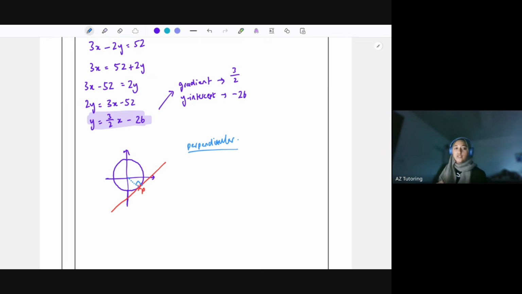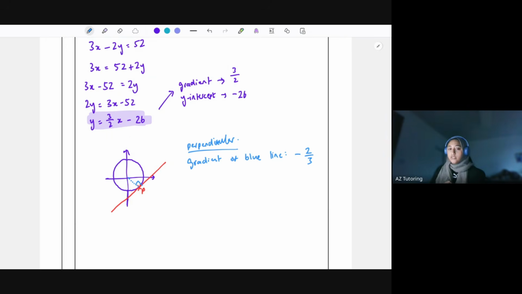If they're perpendicular to each other, that means the gradient of the blue line, I'm just going to write "blue line" so you know what I'm referring to, is going to be the negative reciprocal of the red line. And we know what it is for the red line, it's 3/2. So the gradient of that blue line is just going to be change the sign from positive to negative and flip over the fraction. So it's just minus 2/3. So we've got the gradient of that radius there, minus 2/3.